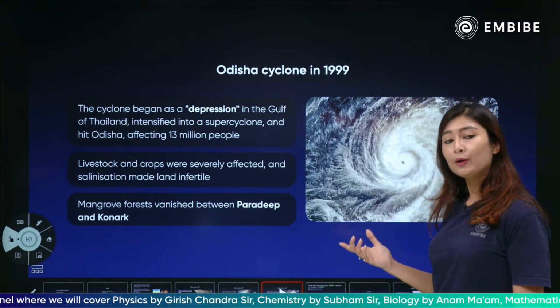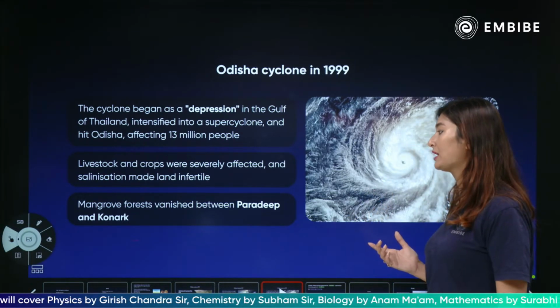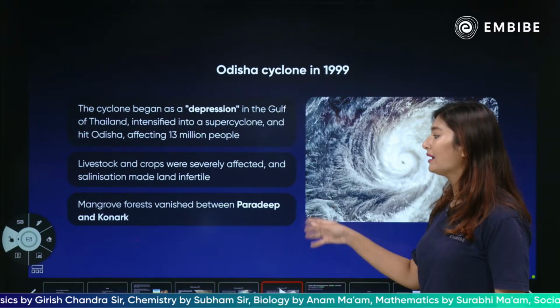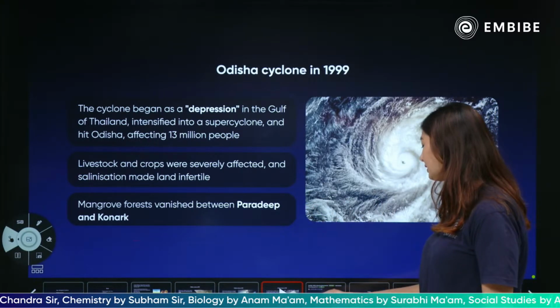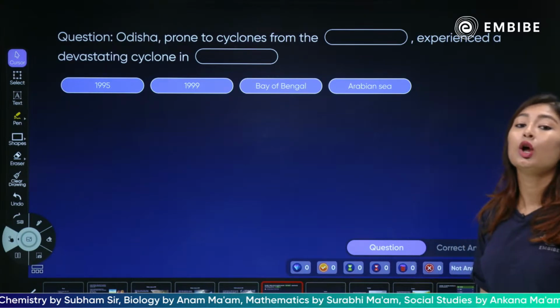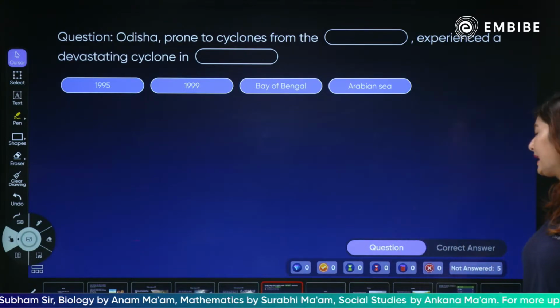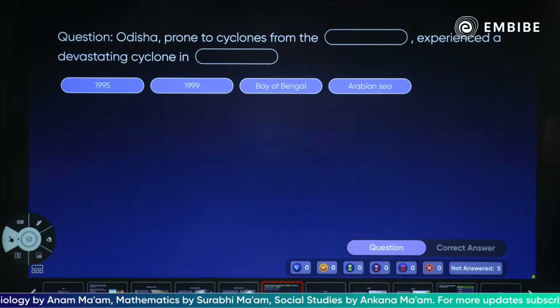We know that there are mangrove forests in West Bengal, Odisha, all of these places. They vanished between the Paradeep and Konark. कहाँ गया कुछ पता नहीं चला. It was completely over. So let's quickly answer this question. Orissa, which is prone to cyclones from the, which water body experienced a devastating cyclone in this year? Which year are we talking about?